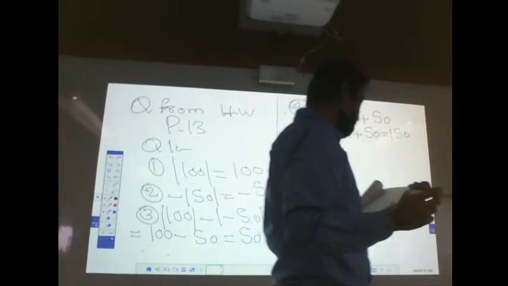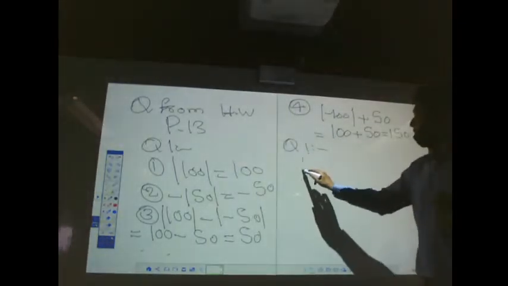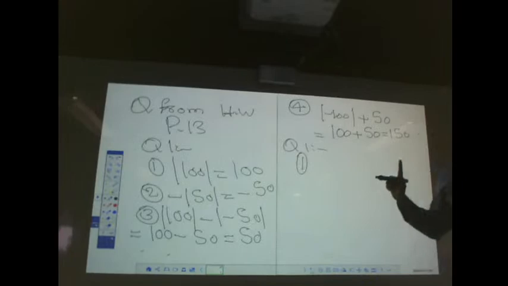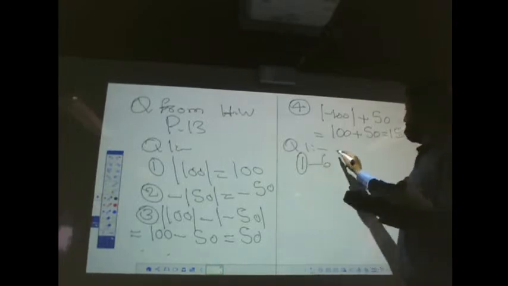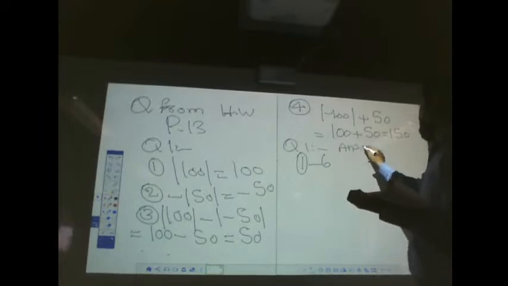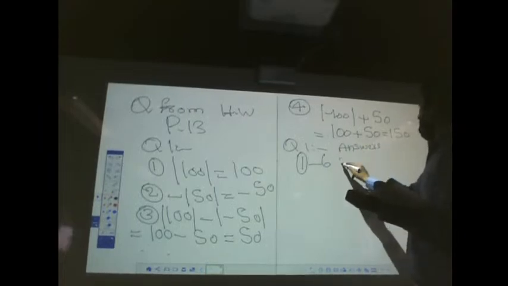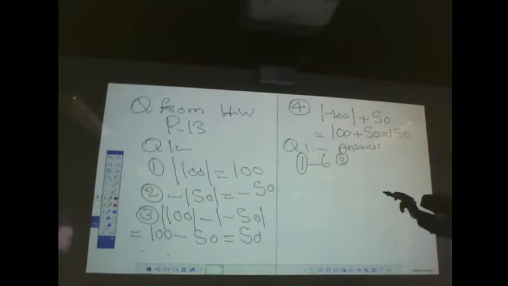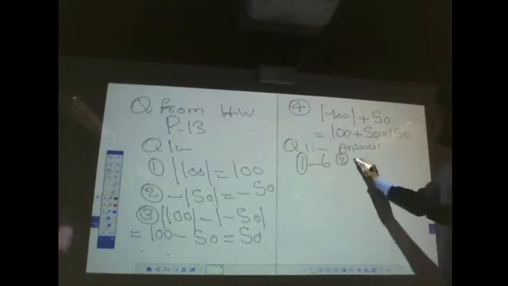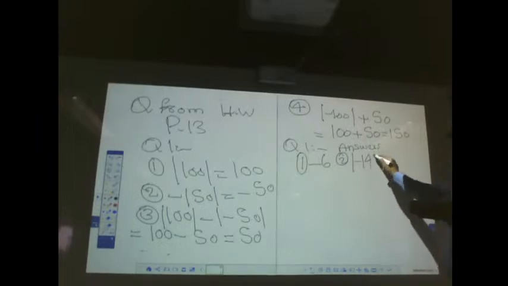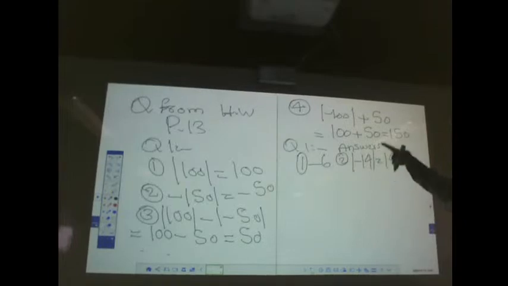We have to write down the opposite numbers, right? So I will write the answers only. What is the opposite of 6? Minus 6. Number 2. Absolute of minus 14, right? Now first solve the absolute, 14. Now what is the opposite of 14? It is minus 14. So if you are wrong, please make the correction.